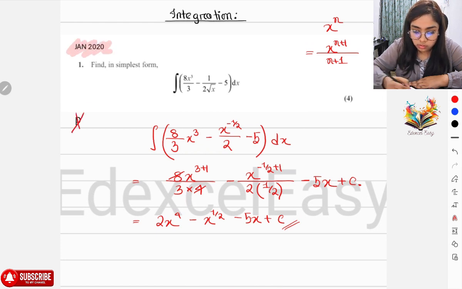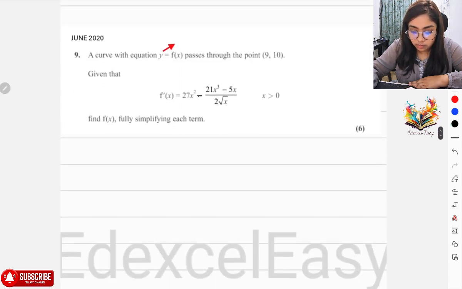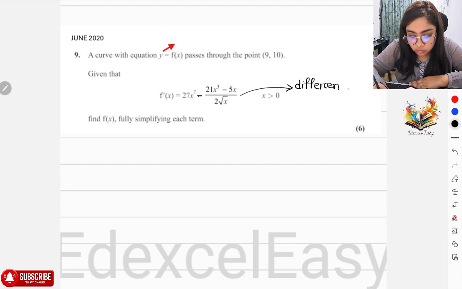Okay, so this is it. Now we'll move on to the next equation for integration, that is this one. Over here, if you focus on the question, it says that a curve with equation y equals f(x) passes through the point 9, 10, and given that this is the f prime equation, always remember, if your equation is written in form of y, then your differentiated equation will be written in form of dy by dx. But if your equation is written in form of f(x), then your differentiated equation will be written in form of f prime x. So this over here gives you the differentiated equation.